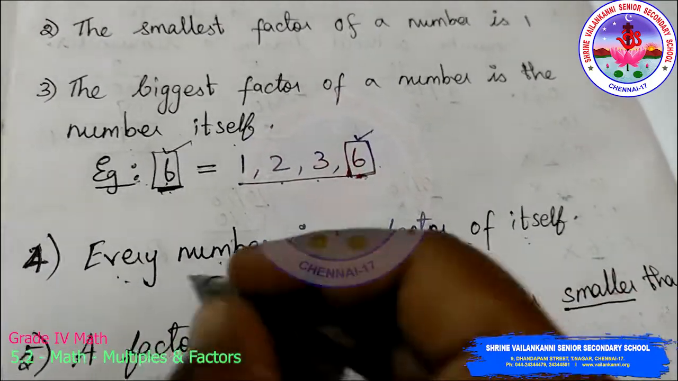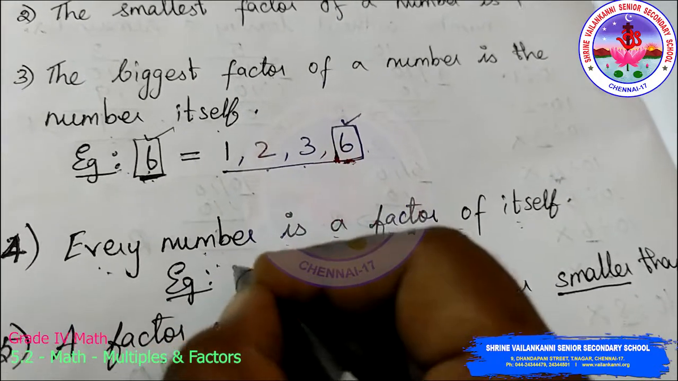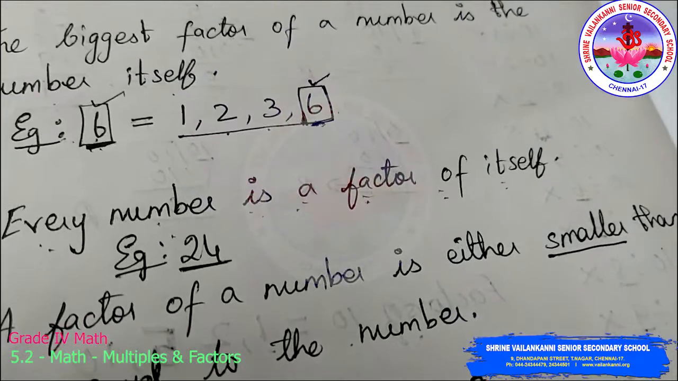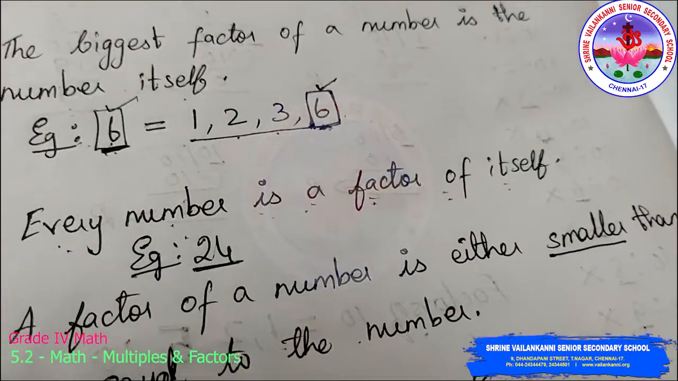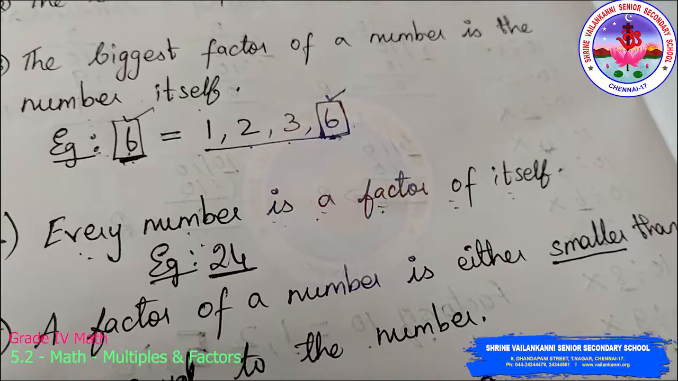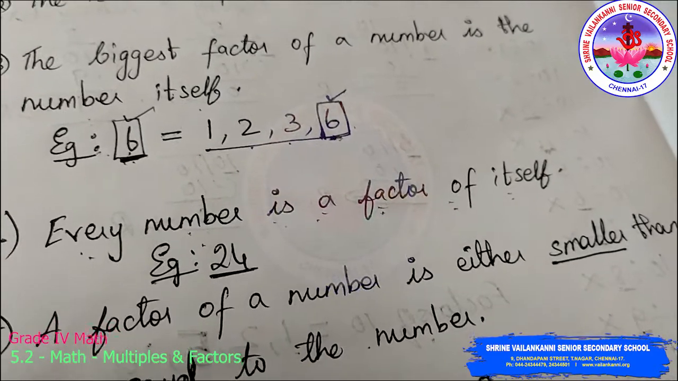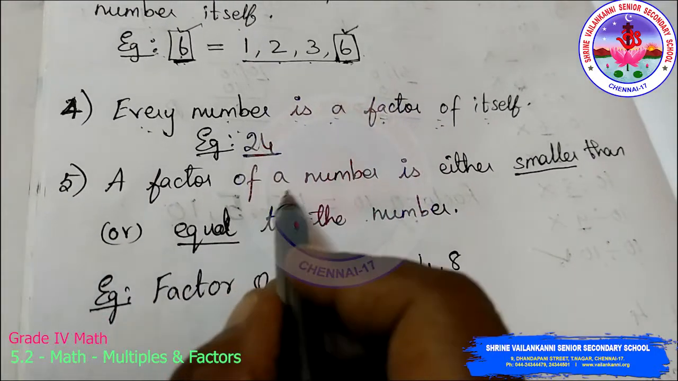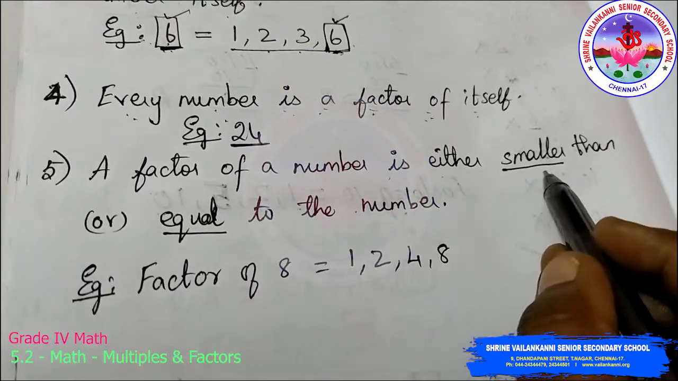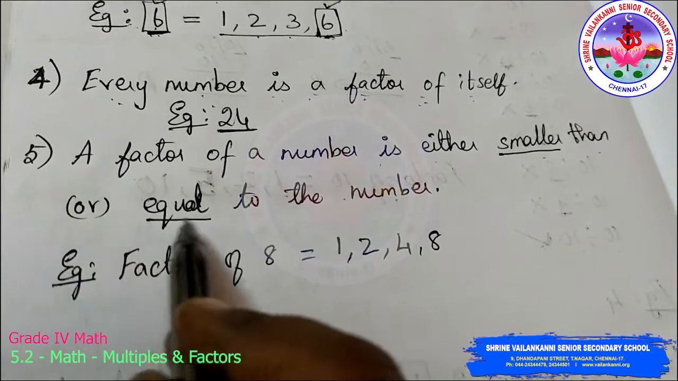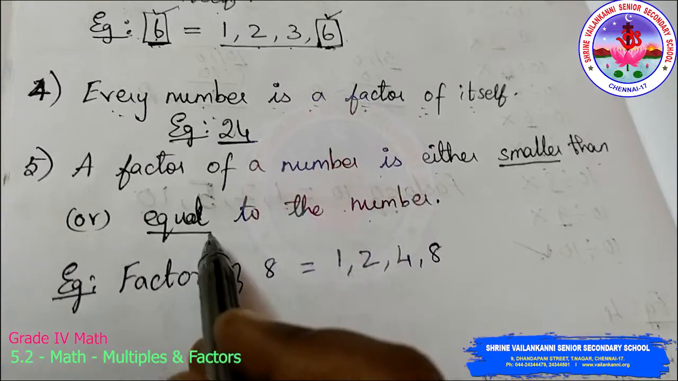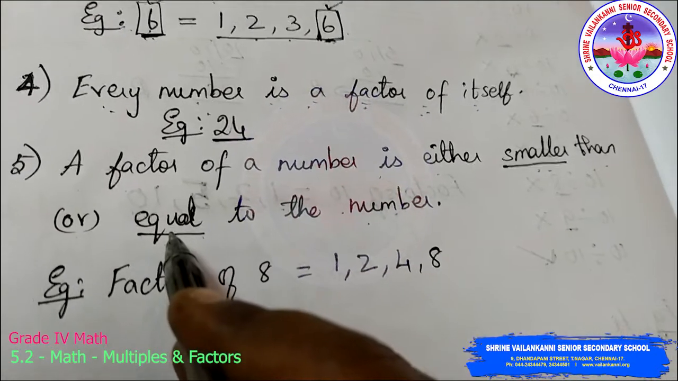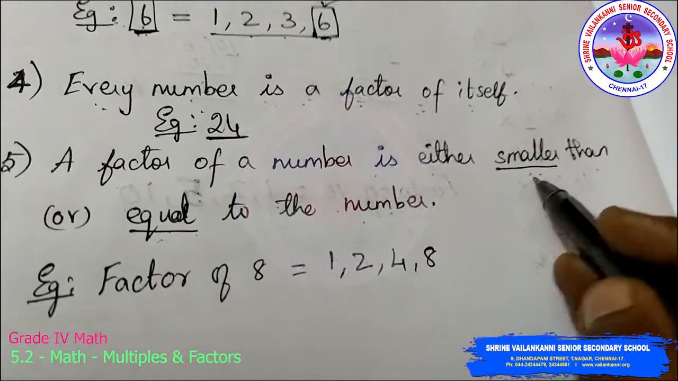If you take any number, for example 24, the same 24 will be a factor of this 24, because in the 24 table, 1 times you will get 24. So that is what this means. Next, a factor of a number is either smaller than or equal to the number. So here they have mentioned 2 things, and I will show you where it is equal and where it is smaller.